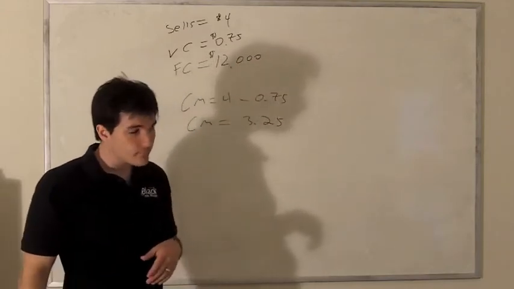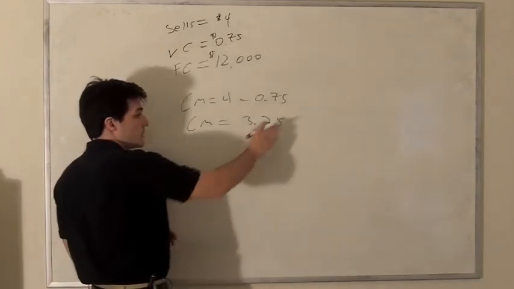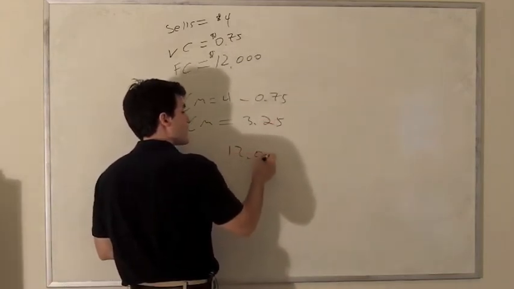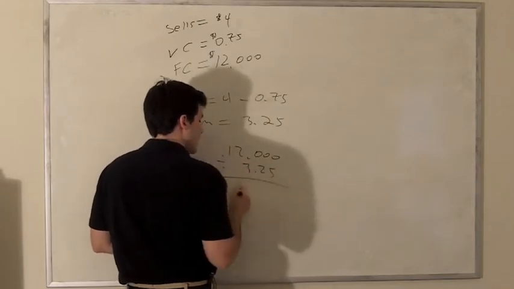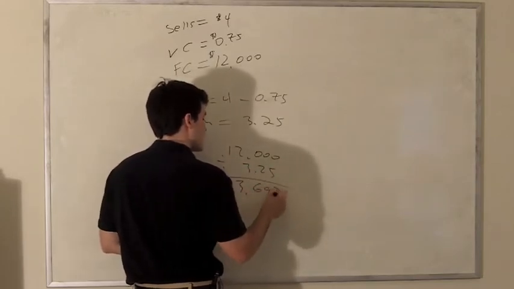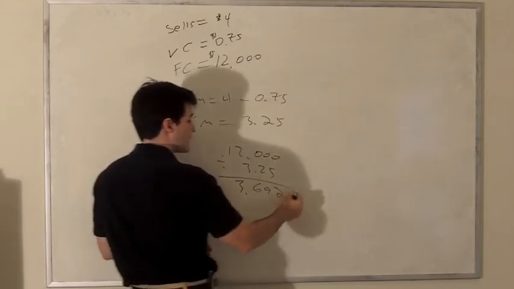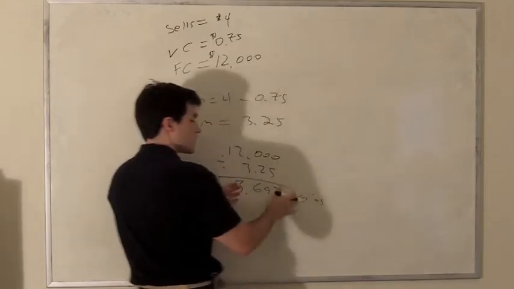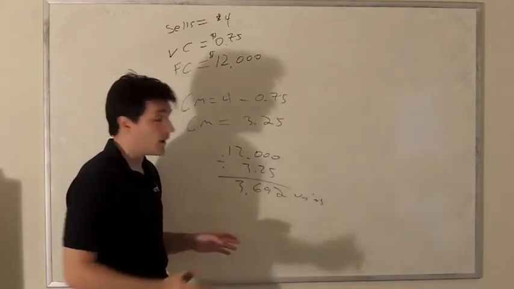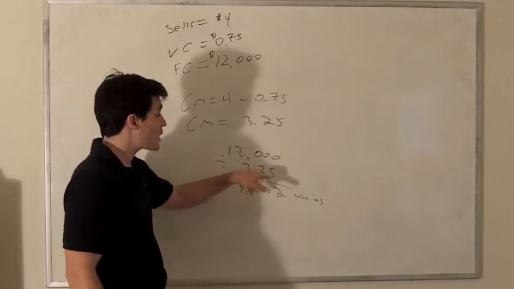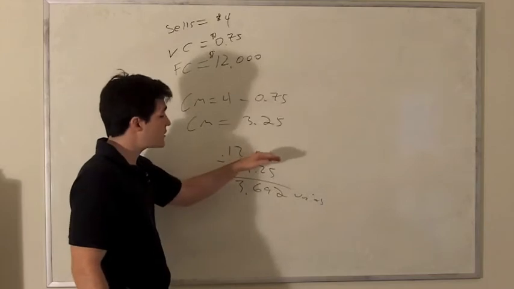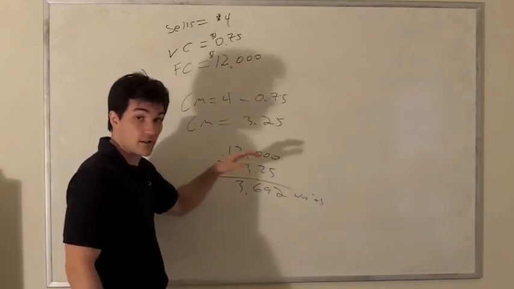All right? So, in our previous example, you then took the $12,000 of fixed cost, divided it by 3.25, and you came up with 3,692 units. All right. This was our break-even point for our previous example. You took the contribution margin and divided it into your fixed costs.